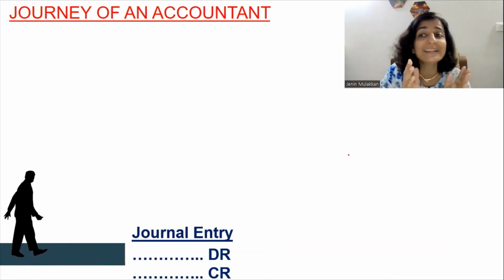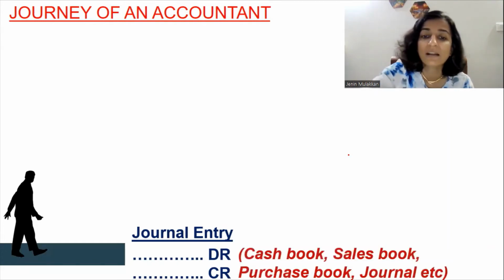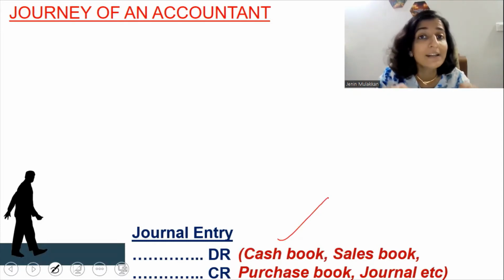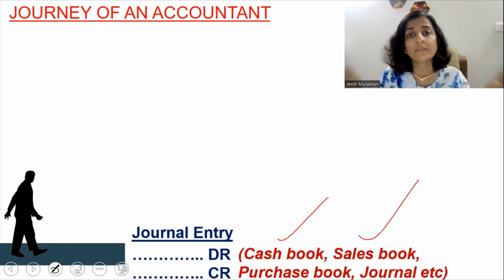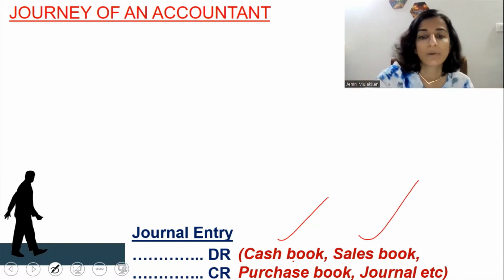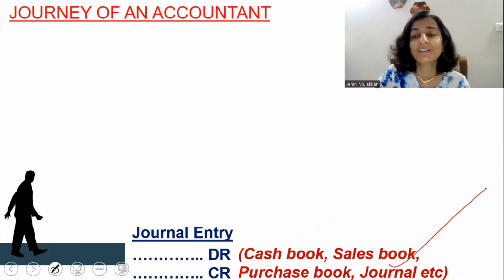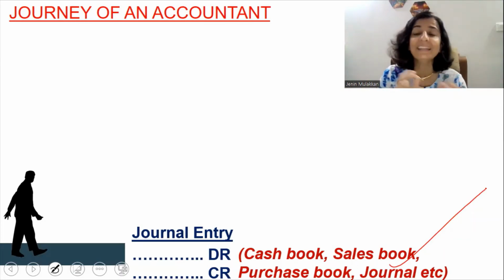Now these journal entries are recorded in different books, and these are known as the books of primary entry. Examples are cash book, just as the name indicates, wherein cash transactions are involved, it is recorded in the cash book. Sales book, wherein sales transactions are involved, it's recorded in the sales book. Purchase book, all purchase transactions are recorded in the purchase book. And journal is a book wherein all the other transactions are recorded. That is anything which is not related to cash, not related to sales, not related to purchases.